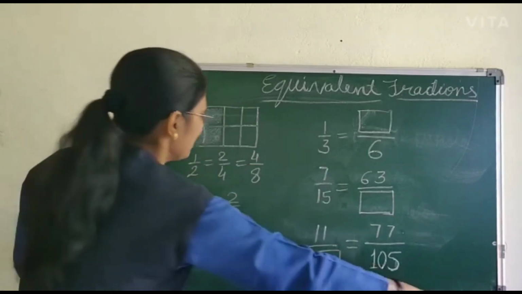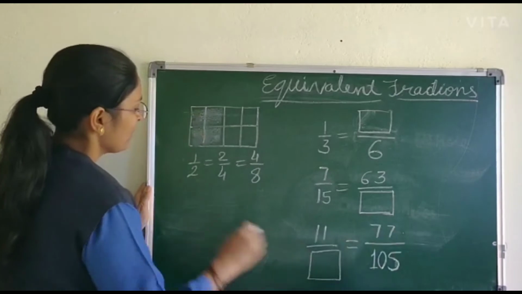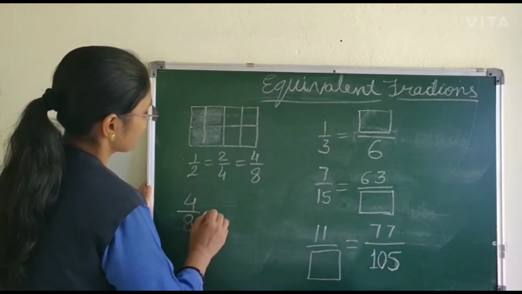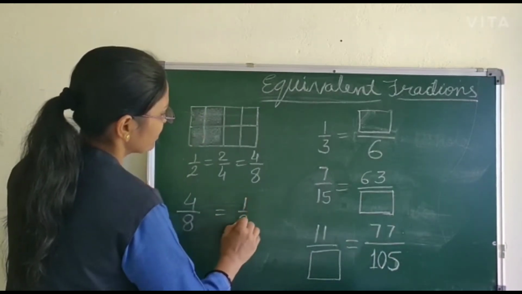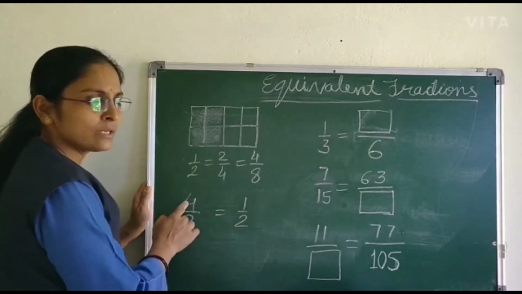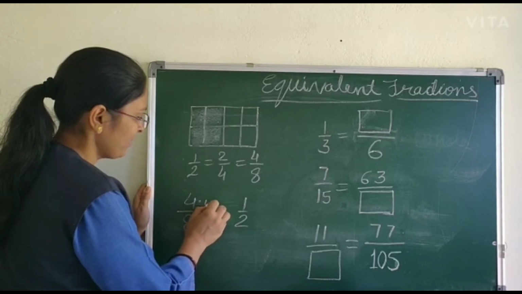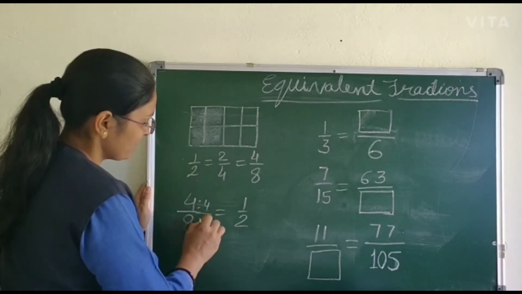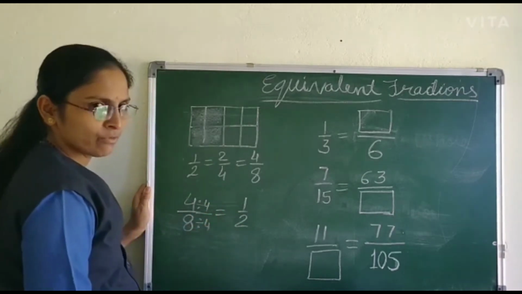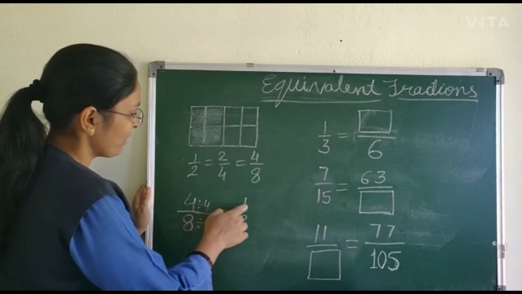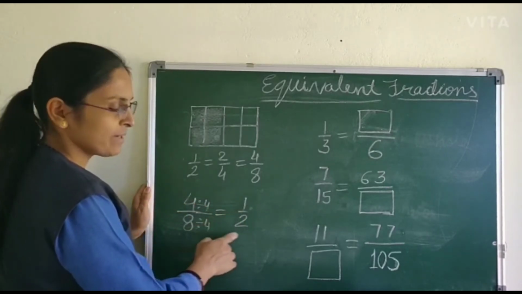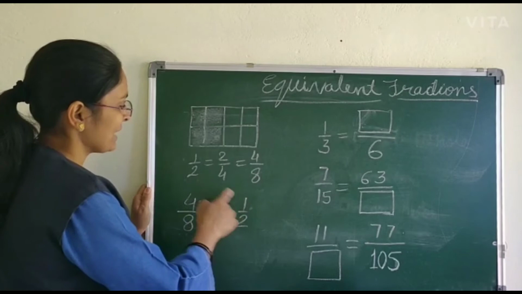Now if we go in the opposite direction, that means 4 upon 8 to 1 upon 2, what to do here? See children, 4 upon 8 is equal to 1 upon 2. So what do we do to get 1 upon 2? We divide the numerator by 4 and the denominator by 4. 4 divided by 4 is 1, and 8 divided by 4 is 2. So that is 1 by 2.